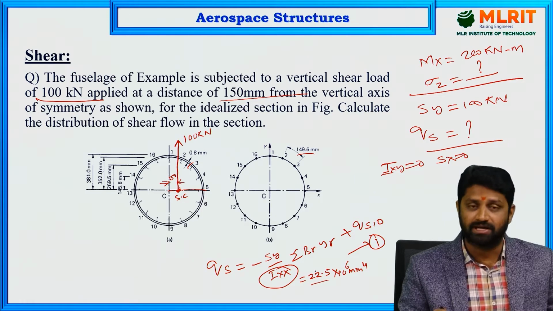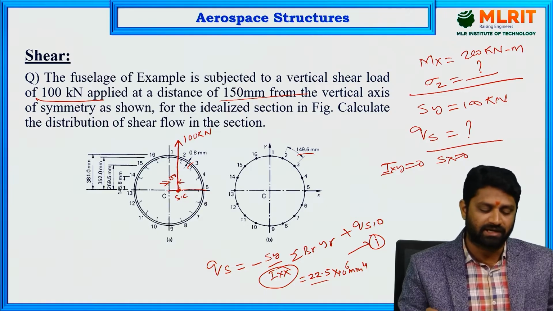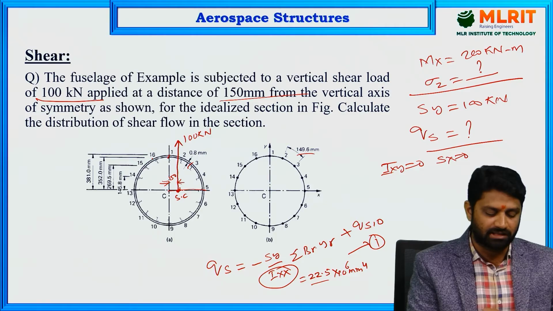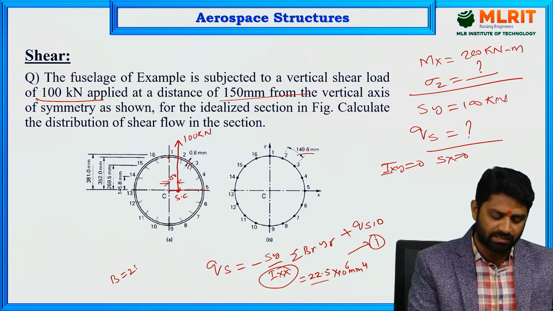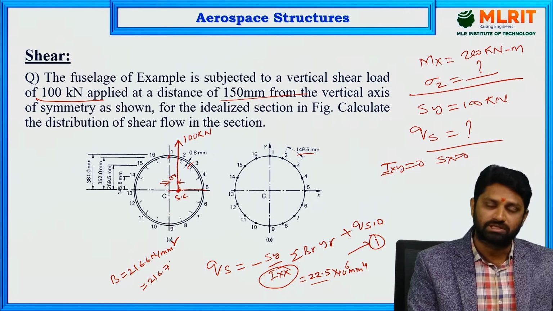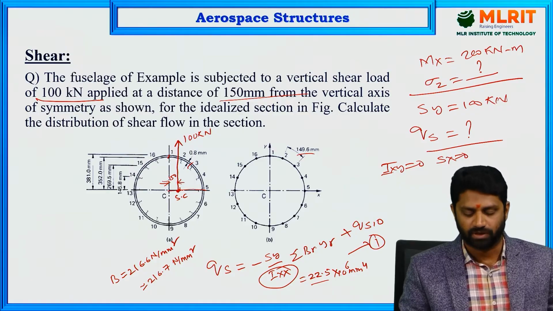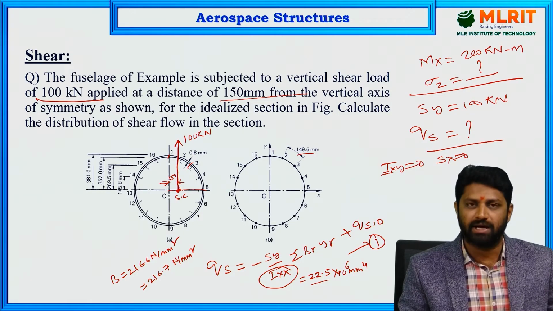The boom areas, the idealization also we have done in the previous problem, by considering B1 and 2 panels, and then we calculated the boom areas. So approximate boom areas we got are 216.6 for almost all the booms except 2 or 3 booms, for which we got 216.7 mm square. So you can approximate and take the boom area as 216.6. Okay, and once you get the boom area, you can calculate the shear flow distribution.